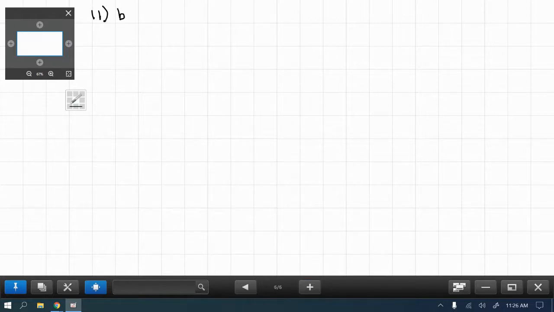B was 3 chains, 16 links, and 4 chains, 59 links. How'd you solve that one? I changed the length and changed the chains and then changed it to survey feet.